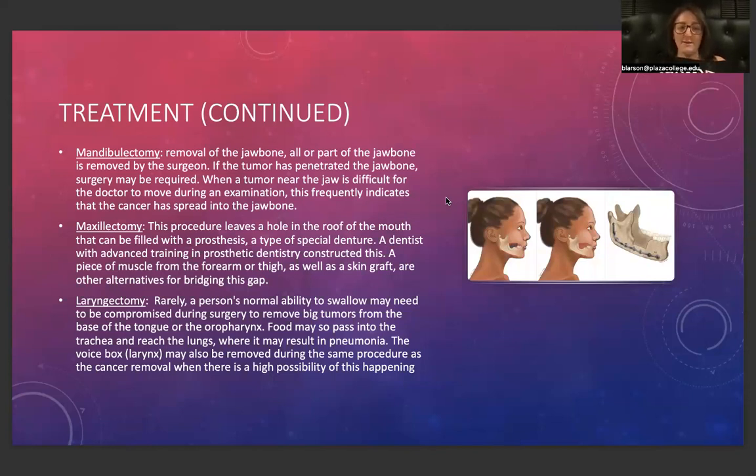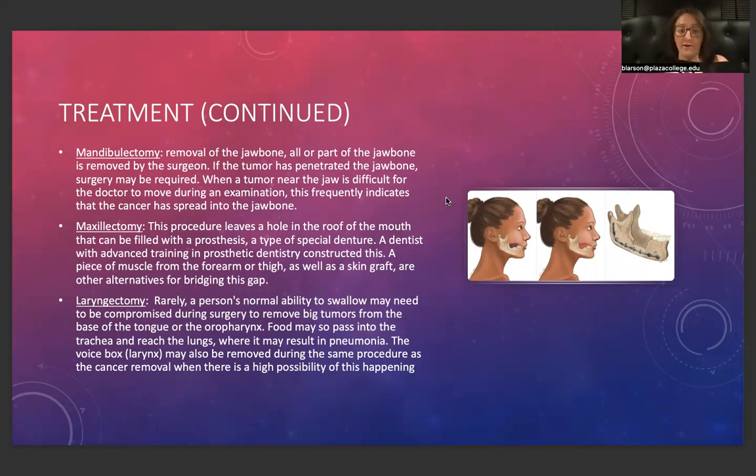There's also a maxillectomy. This procedure leaves a hole in the roof of the mouth that could be filled with a prosthesis, a special type of denture. A dentist with advanced training in prosthetic dentistry constructs this. It's called an obturator. A piece of muscle from the forearm or thigh, as well as skin grafts, are other alternatives for bridging this gap. And then a laryngectomy.